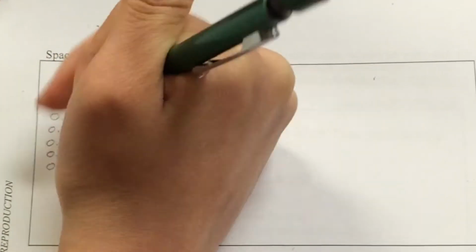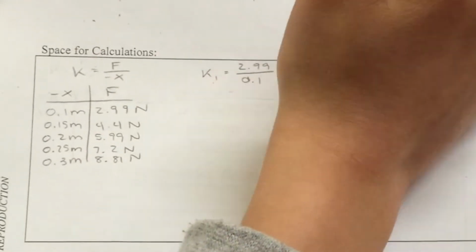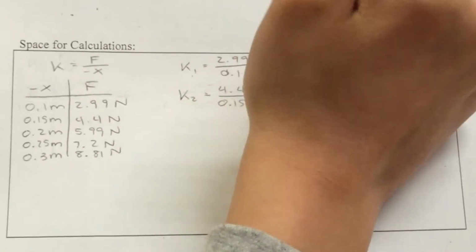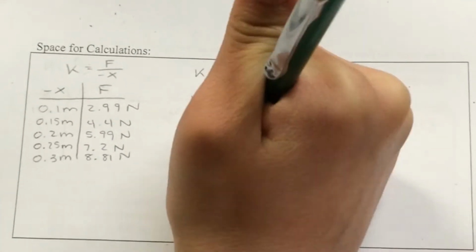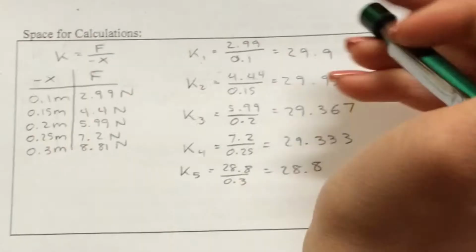Using the equation force over negative displacement, input the data collected to calculate K for each trial. Then, average these values together to get the spring constant for this part of the experiment.